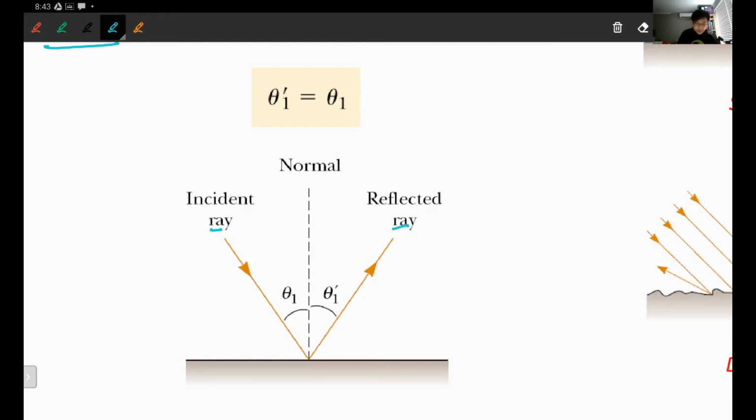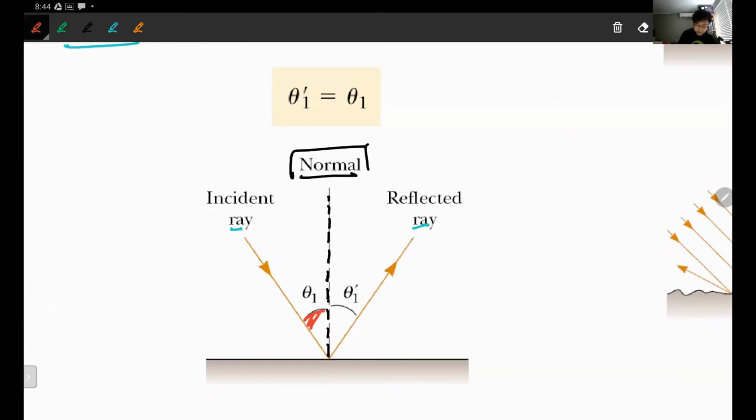Here comes the thing. It turns out we pretty much agree that when you would like to measure the angle, you usually measure the angle with respect to the normal of that surface or interface. So that means every time you see a surface, you draw a line perpendicular to that surface, and you call it the normal line to the surface. And then when the ray is coming in, you make a measurement with respect to that normal line. That will be your incident angle. On the way out, you also measure the angle with respect to the normal line. That would be your reflected angle.